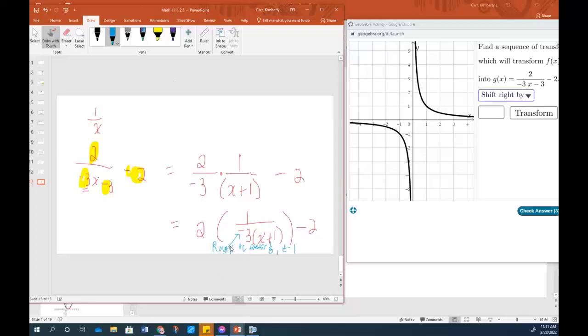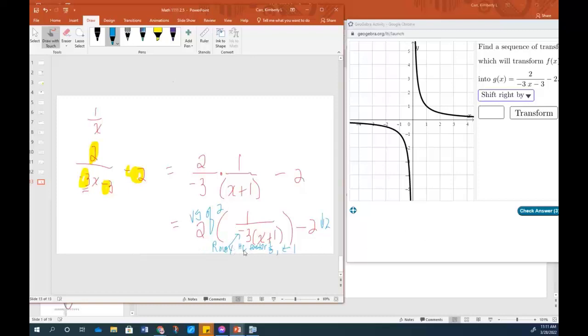I know you can't really read that over y. This minus 2 at the end is down 2. And this 2 that's in front is the vertical stretch, and the factor there is 2. So I have 4 different things.